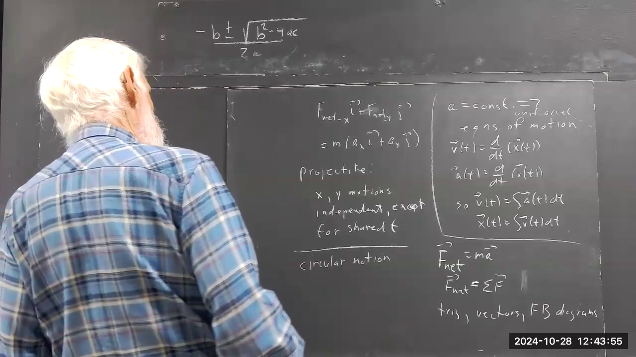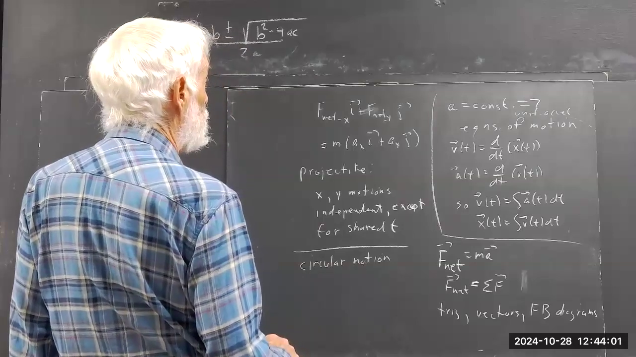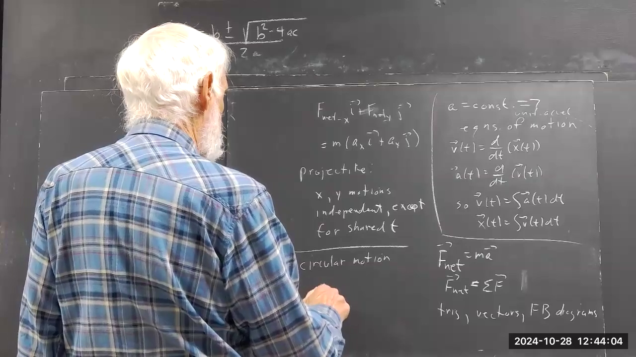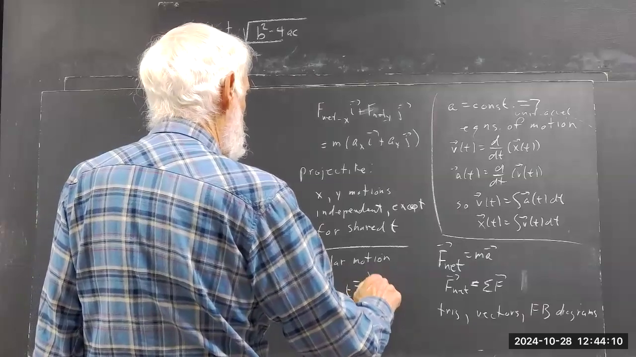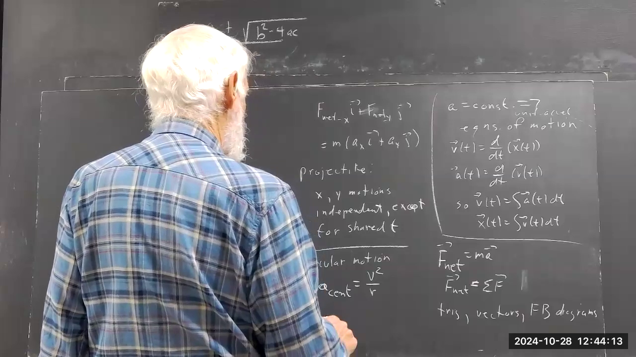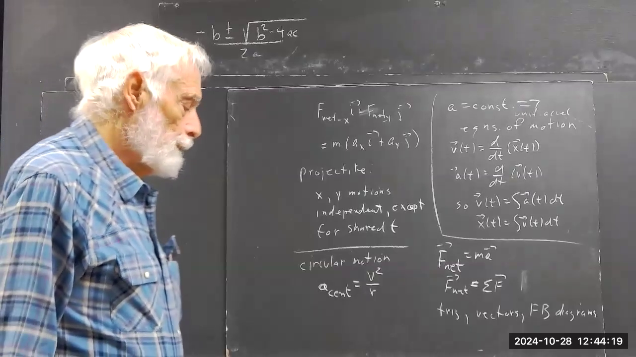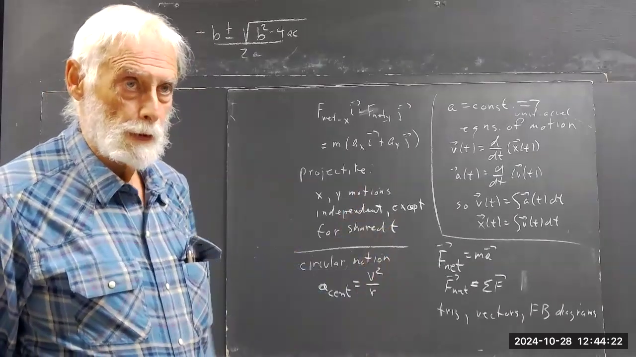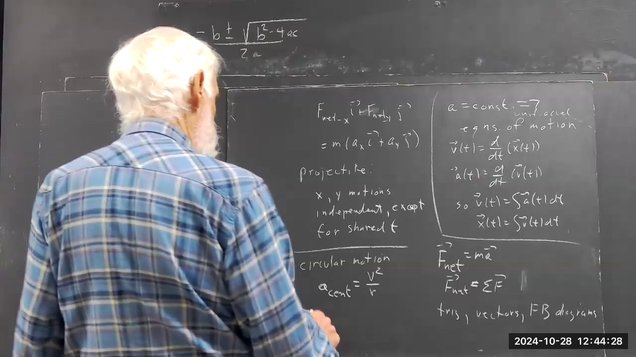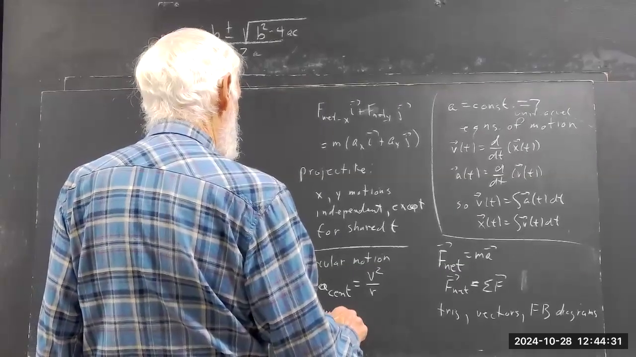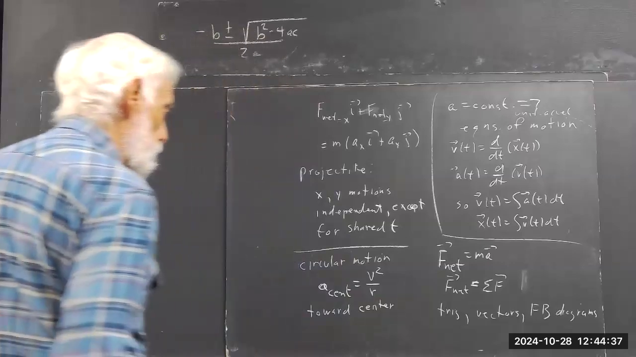I don't think you're going to need the general equation for circular motion. But what you do need to know is the centripetal acceleration is v squared over r. The centripetal force is mass times v squared over r. That is toward the center.